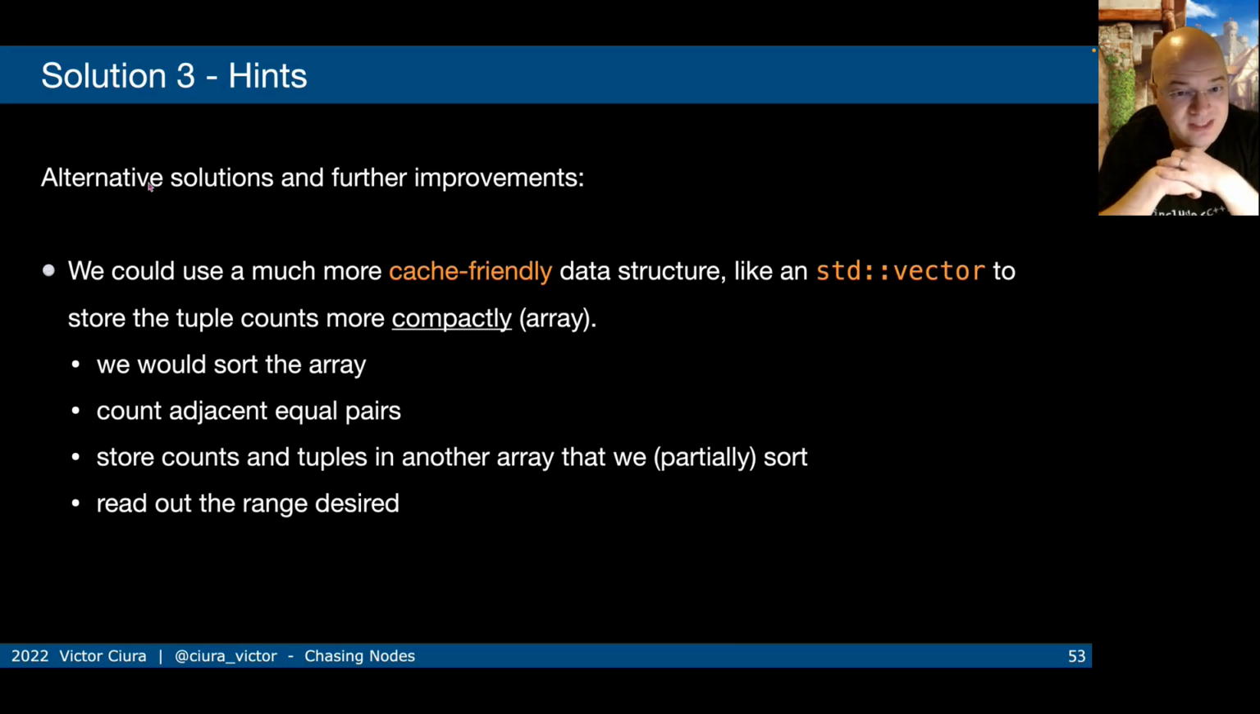So rethinking in terms of arrays and how we can use contiguous data structures like arrays and vectors and sort them and count adjacent equal pairs could guarantee an even superior solution here. But it would get more complicated. So one of the cons on solution 3, let's say, would be that it could get a bit more complicated.